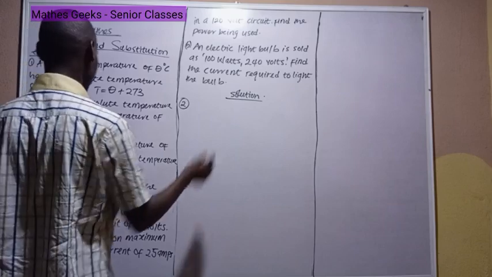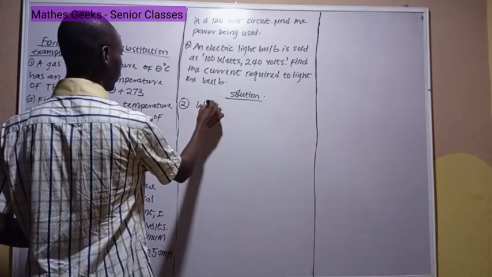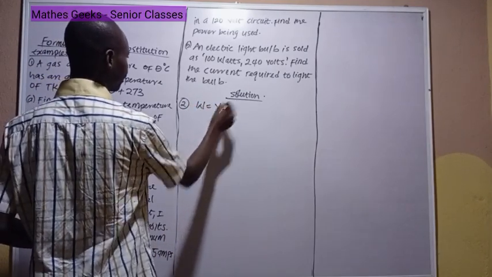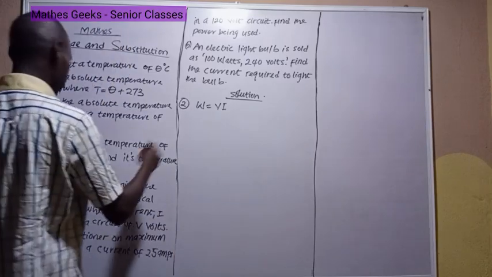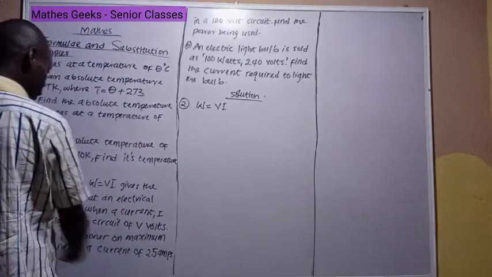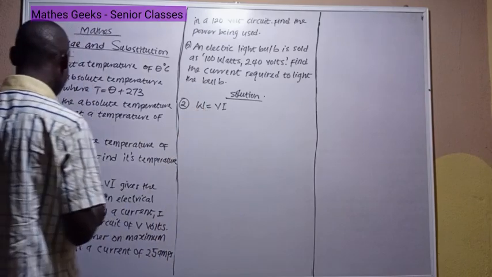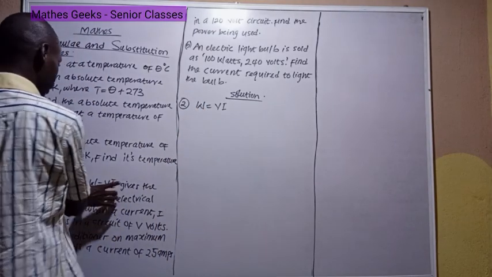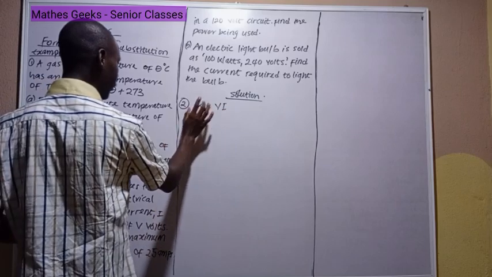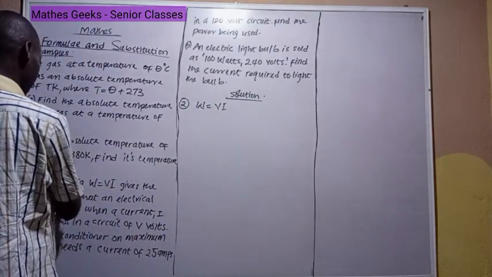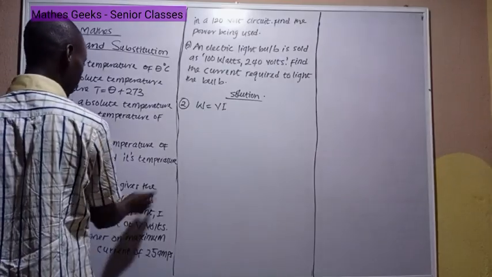So let's write our formula first. Our formula is W is equal to VI. So now, from what we're given in the sentence in part A, the question number 2, define each of the letters. W is power and the unit is watts.